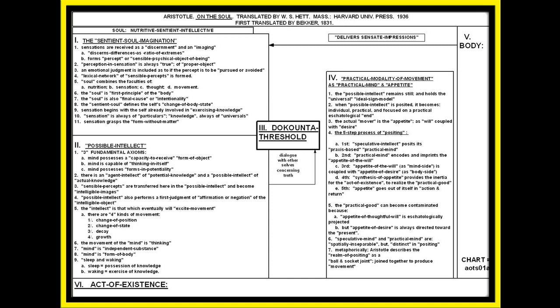And so let's take a look. We're going to skip the third moment of the Kunta threshold because Aristotle hasn't gotten into that yet in the original document. He will, but he hasn't discussed that yet. He's just getting the basic structure down right now. So we're going to move to the Roman numeral 4 of looking at the positing toward movement. We've looked at sensation, cognition, and now we're going to look at movement. And it's the practical modality of movement as practical mind and appetite. So you've got two elements of action here, practical mind and appetite.